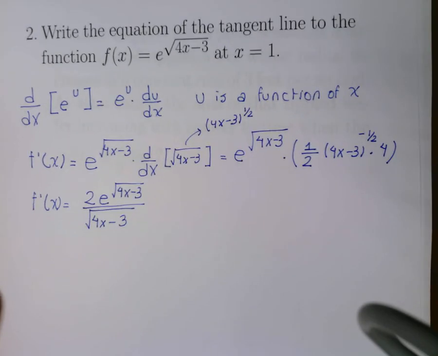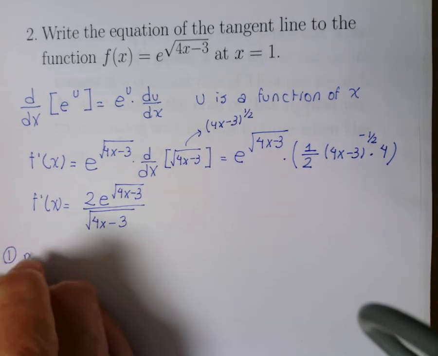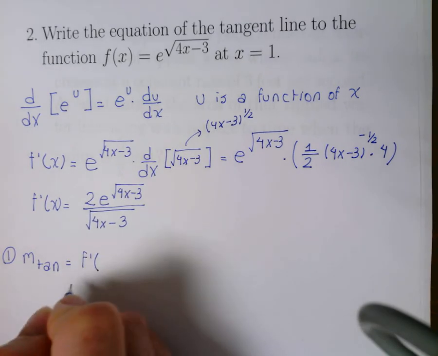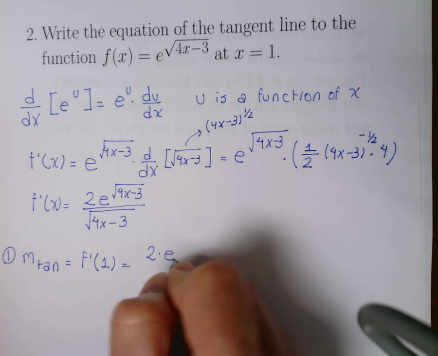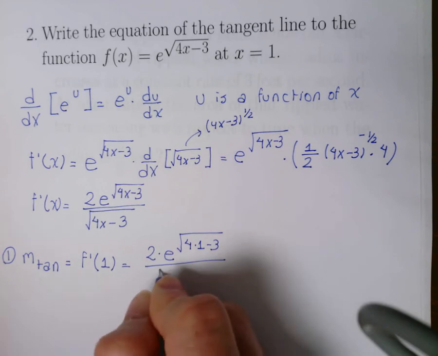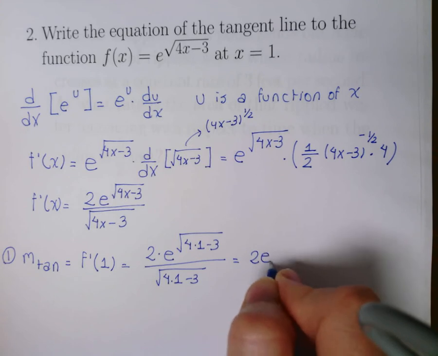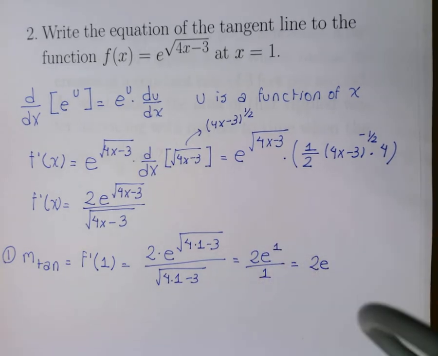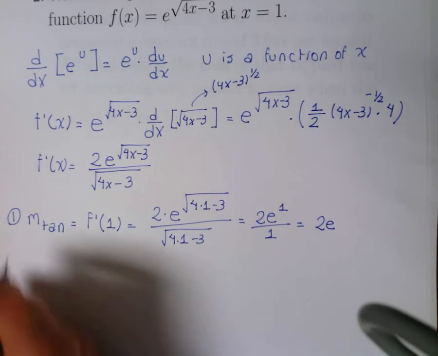Okay, so now the question is, what's the equation of the tangent line? So first of all, I have to find the slope of the tangent line, and that's just f prime of 1. So that's 2 times e to the square root of 4 times 1 minus 3 over the square root of 4 times 1 minus 3, which is just 2e to the first over 1, or 2e. And that's okay. Don't get thrown off by that. That's a perfectly valid number, and so that will be our slope.